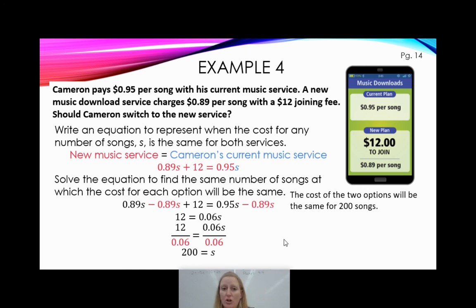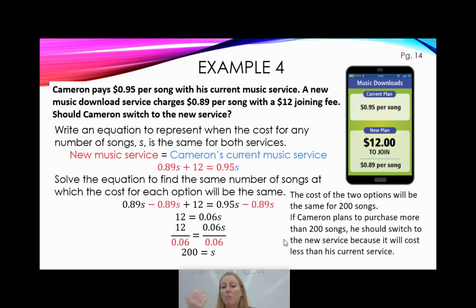same for 200 songs. So if he's downloading 200 songs per month, hey, you know what? It doesn't matter which one he's using. But if Cameron plans to purchase more than 200 songs, I guess it's not even per month, he should switch to the new service because it will cost less than his current service. But only if he's doing more than 200 songs.